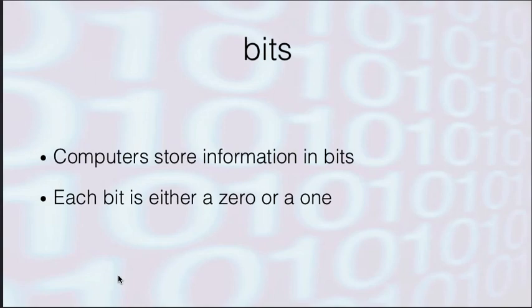Okay. So, we all know what a bit is. So, computers store information in bits, and the bits can either be a 0 or a 1. Now that's just a convention. We choose to represent them using 0 and 1. But actually, there's nothing sacred about that. I mean, a bit is basically something that has 2 states.